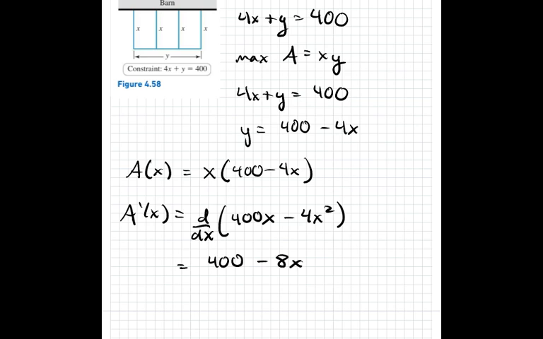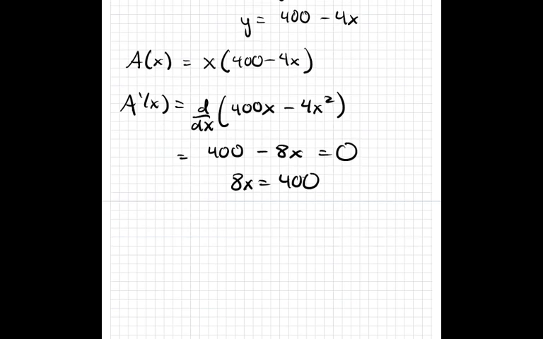So then to identify the critical value, we want to set the derivative to 0 and solve. If we add 8x, we're going to get 8x equals 400. So then we get x equals 50.